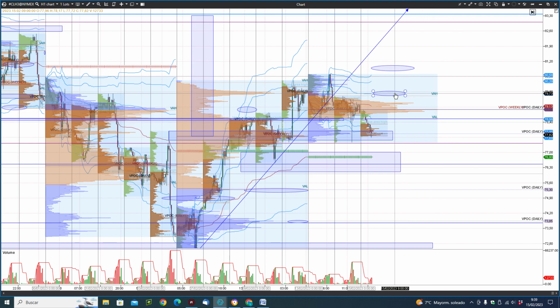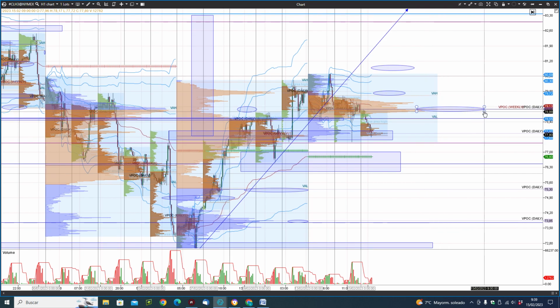About higher targets, very clear. This point, the weekly VPOC, and the daily, this is a naked VPOC on 79.79.